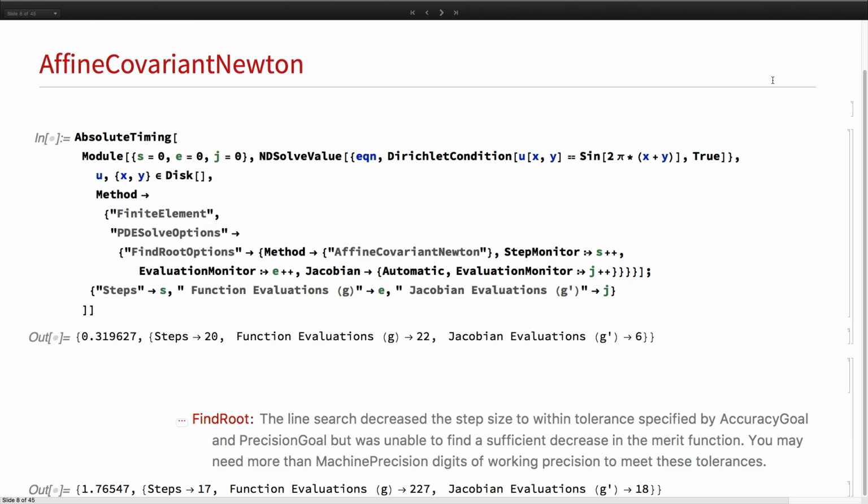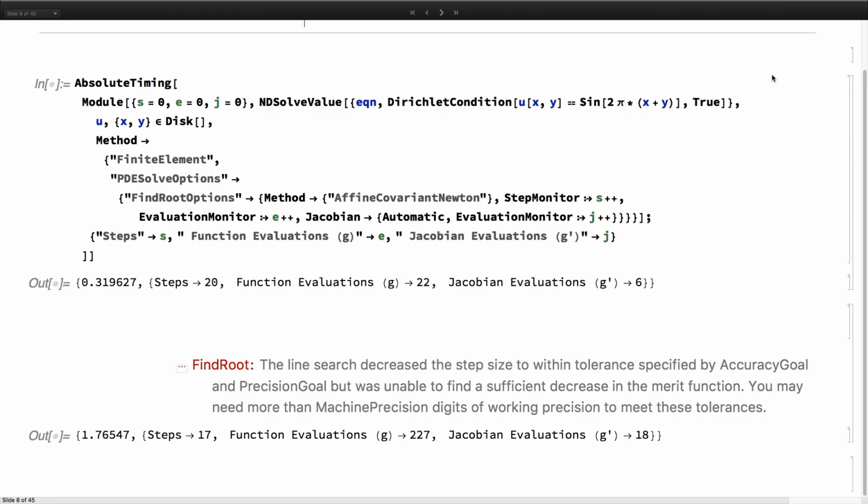So again, we're looking at the minimal surface problem we had before, and we monitor the step evaluations for that nonlinear problem. And in this case, we see that NDSolve needed 20 steps, 22 function evaluations, and 6 Jacobian evaluations with the AffineCovariantNewton method. If we look at the original Newton method implemented in Mathematica, that uses 17 steps, 227 function evaluations, and 18 Jacobian evaluations. And that makes up the time difference.